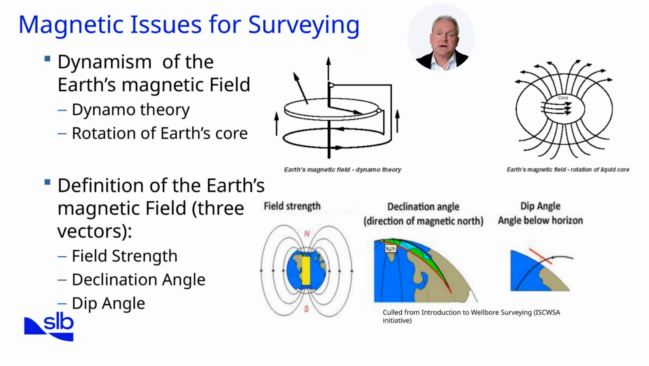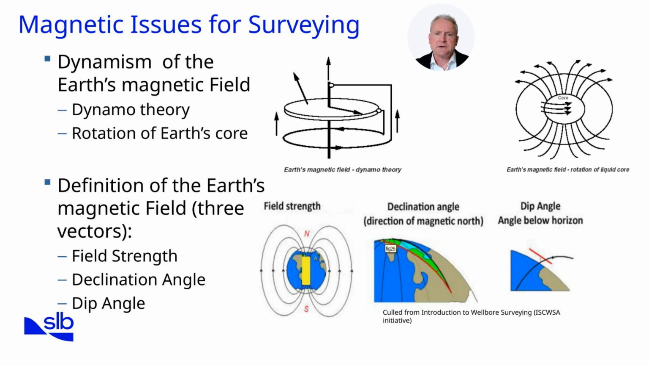However, the field itself fluctuates due to solar activity, crustal anomalies, and the long-term drift of the magnetic poles. For drillers, this means magnetic surveys can never be perfectly stable. Organizations like the ISCWSA provide standardized models to predict and correct for these variations. Still, residual errors persist, and they increase with depth and proximity to magnetic interference sources.